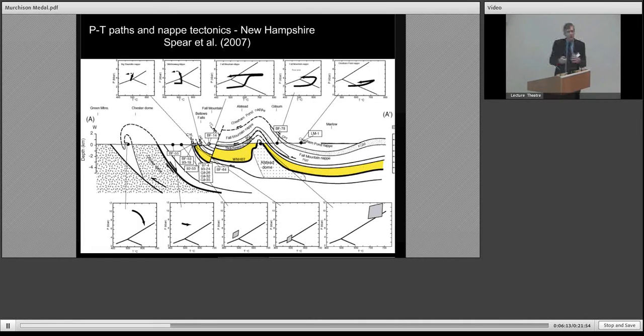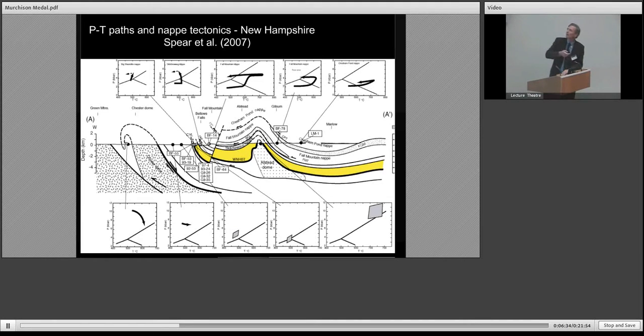But the thermal structure, the thermal history, doesn't really lie. It can't. It has to obey the physics. So if you can determine that there are different pressure temperature paths in different structural units, you can basically prove that there has to be a late or post-metamorphic fault between them. So you can map out structural domains this way.